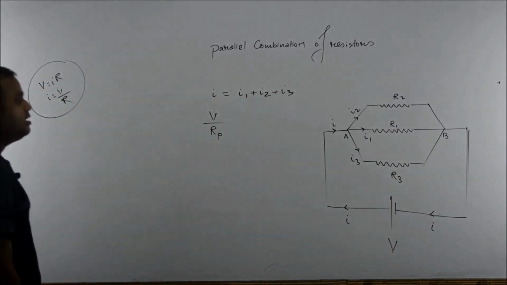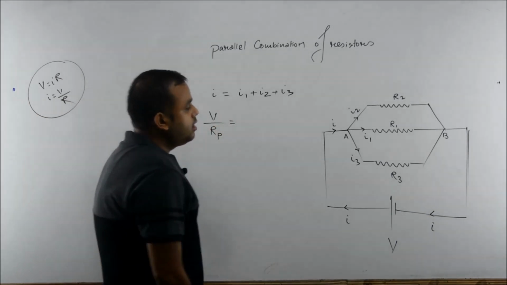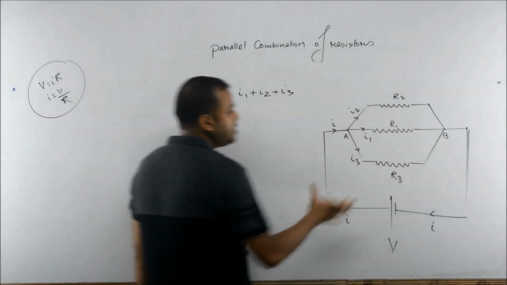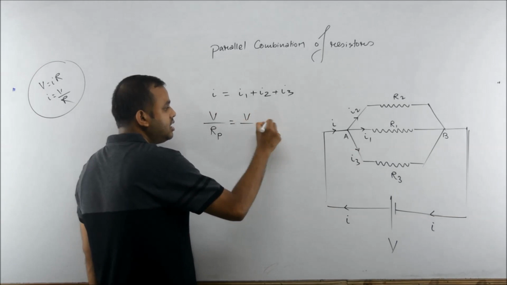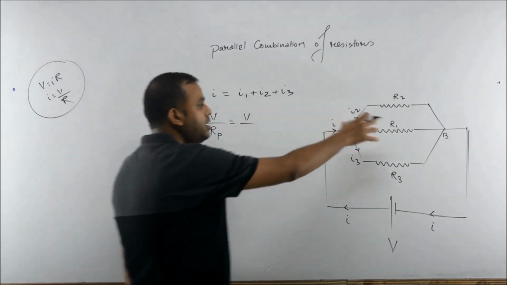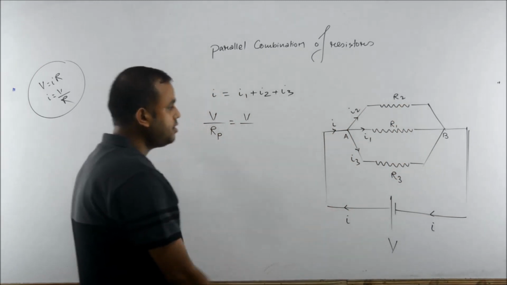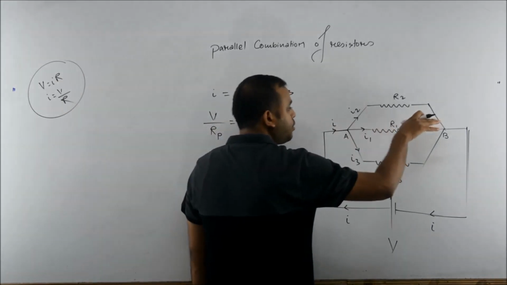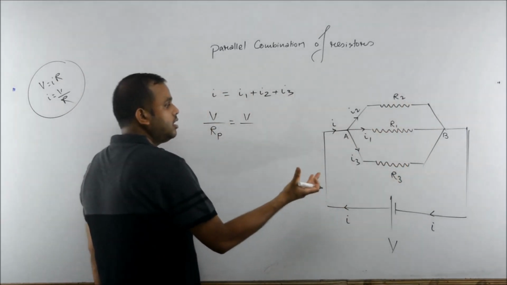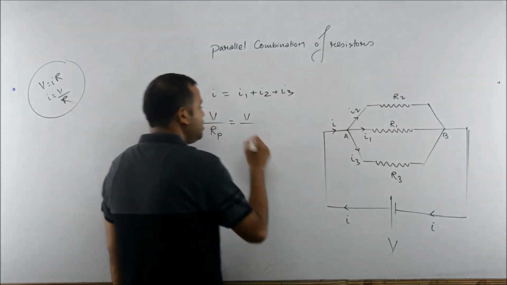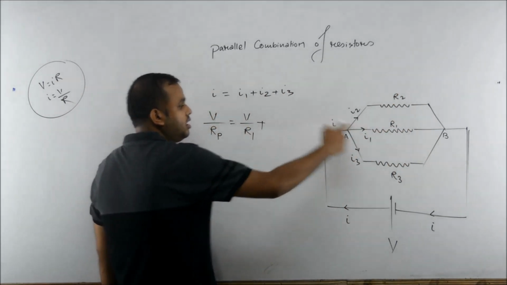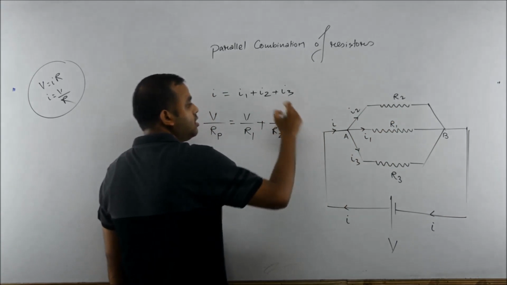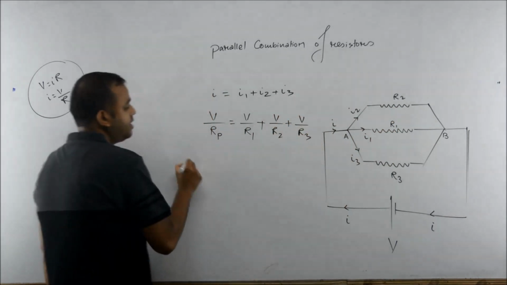Clear, students? Similarly, what is I1? It is the current flowing through R1. What is the potential difference across R1? I have already explained, it is V again. R1, R2 and R3 have the same endpoints, so the same potential difference. And what is the resistance? It is R1. So I1 is V by R1. Similarly for this, you can write V by R2, and for this, you can write V by R3.